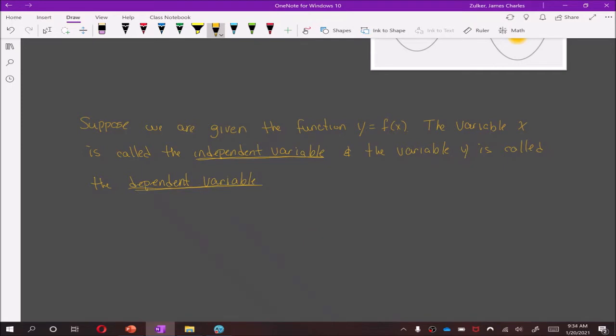Right, so these are so named because in this case, x, which is the input of the function, is independent of anything. You can throw anything from the domain in for x. However, once you've chosen that x value, now y is dependent on that. So the value of y depends on the value of x that is input into the function f.